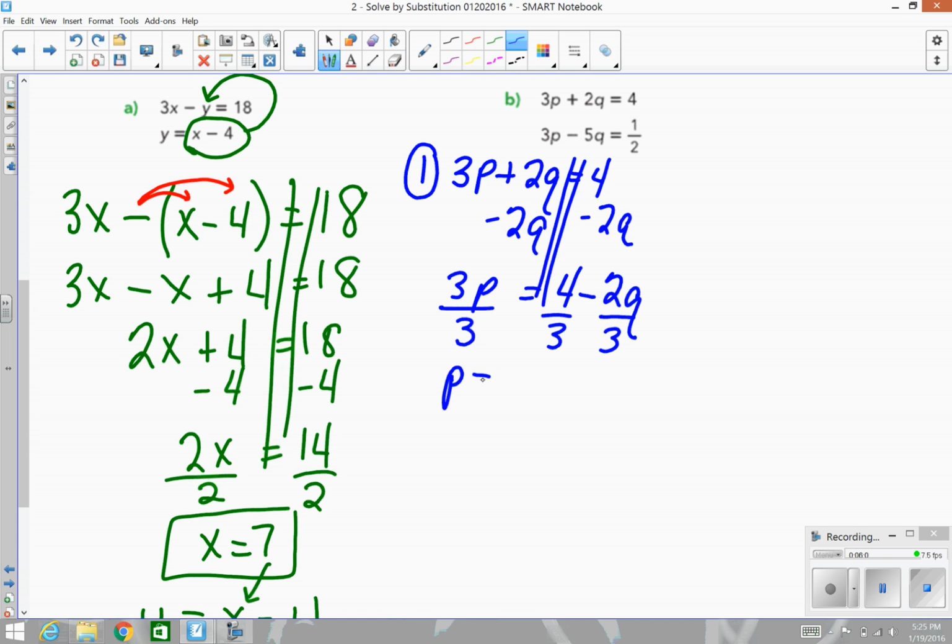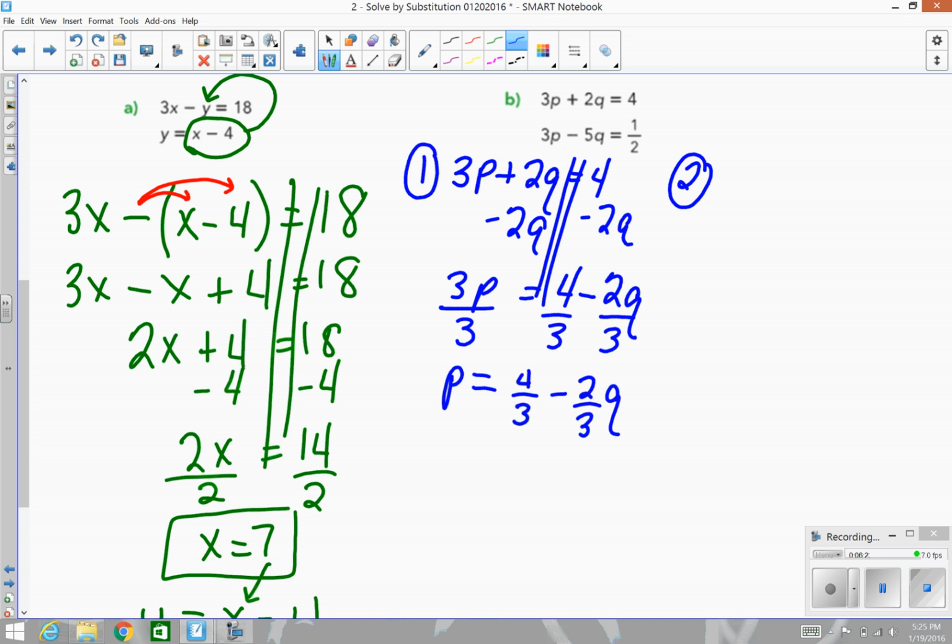And we get that p equals 4/3 minus 2/3 q. Yes, it's yucky and it's gross, but we can do it. Okay, so that's step 1. We expressed it in one variable. Step 2 is to plug this into the other equation.